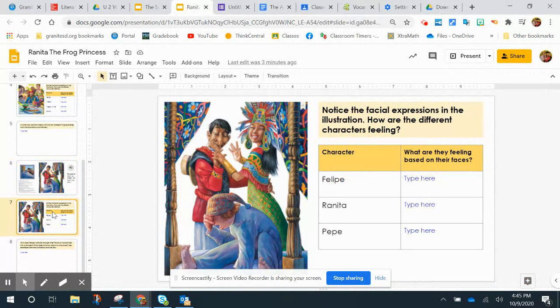You're also going to take a moment to look at the facial expressions in this illustration. How are the different characters feeling? This tells us a lot about the characters and how they're feeling and why they act the way they do.